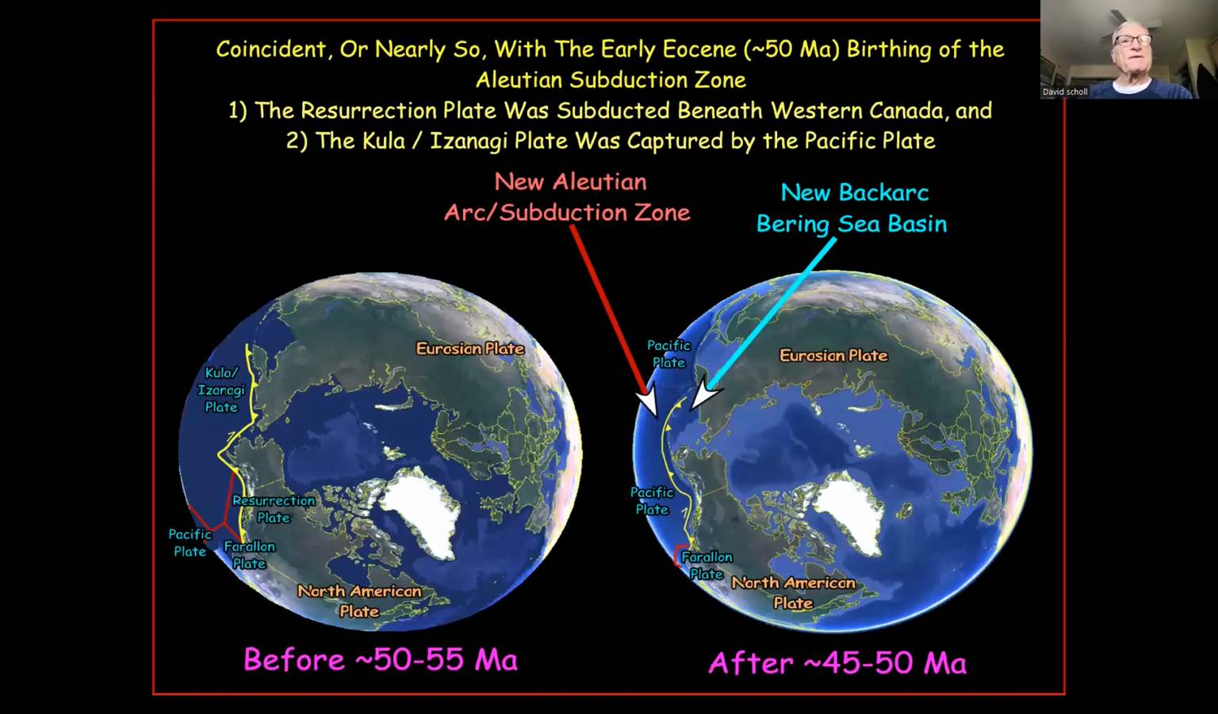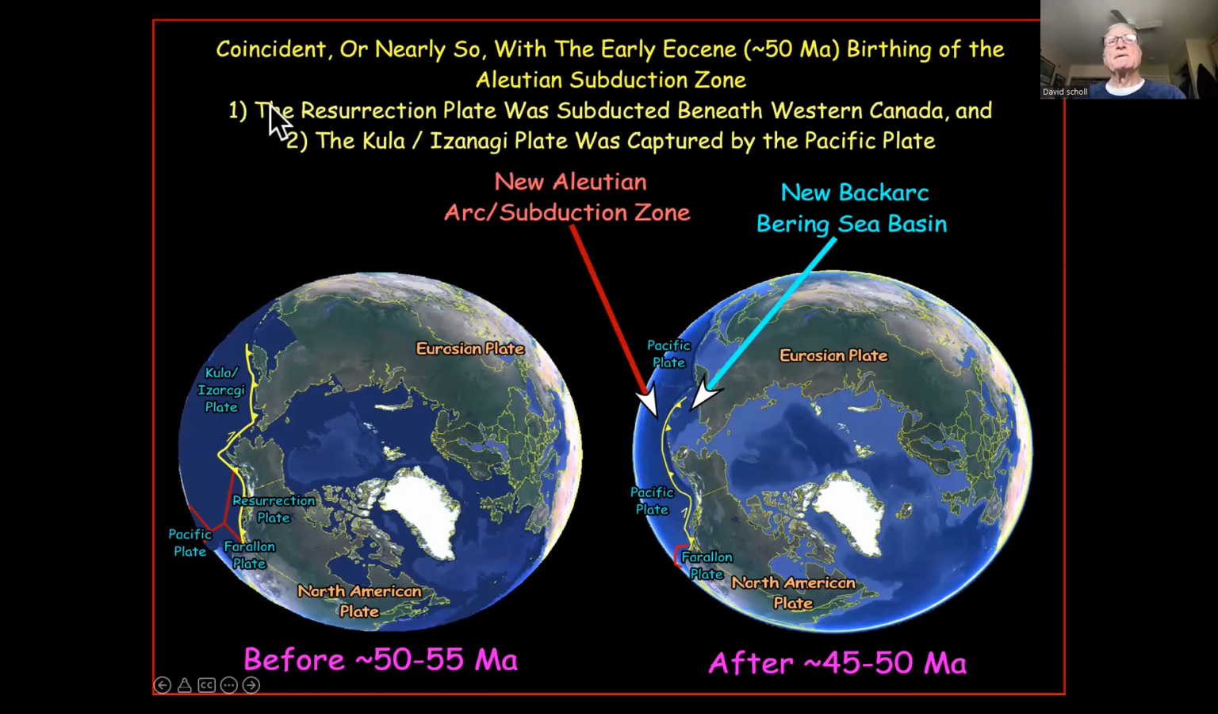And looking down at it from the North Pole, looking straight down at any rate, before about 50 or 55 MA, Pacific plate here, Farallon plate there, Resurrection plate there is defined. The Kula is an Izanagi plate over through here. And we have no Aleutian Ridge here as far as we know. It could be it was there, but we don't know that for sure. But by 45 or 50, we do have an Aleutian Ridge. Pacific plate now is totally up in through here. Farallon plate is there. We have a new back arc basin and new arc system.